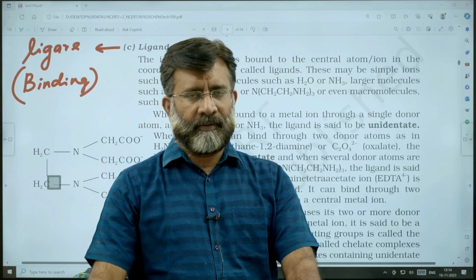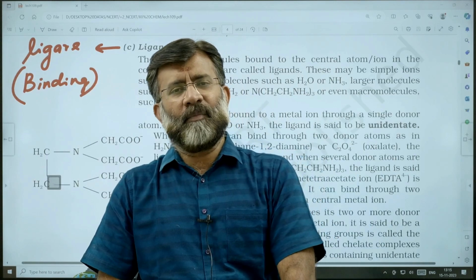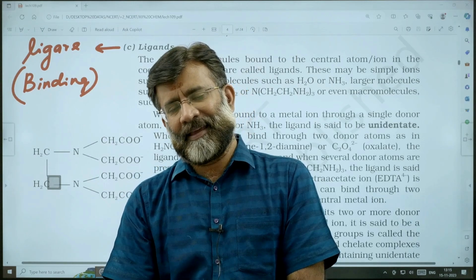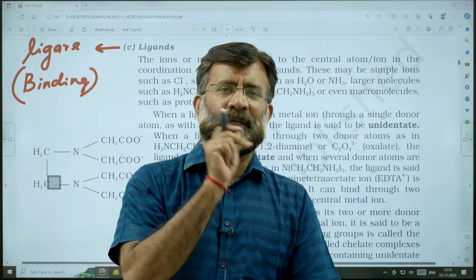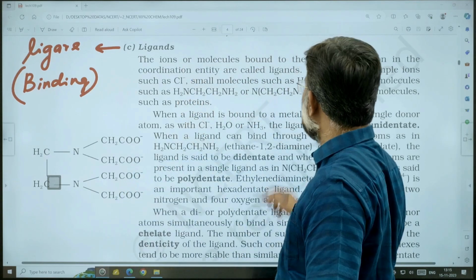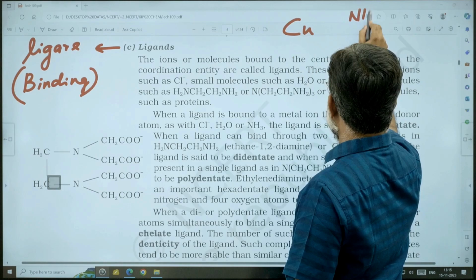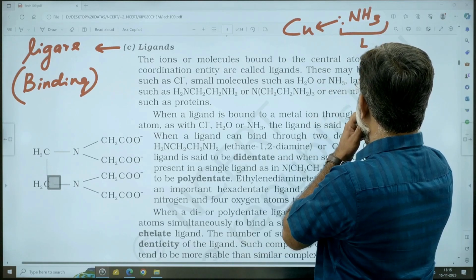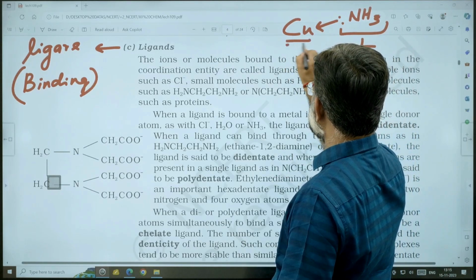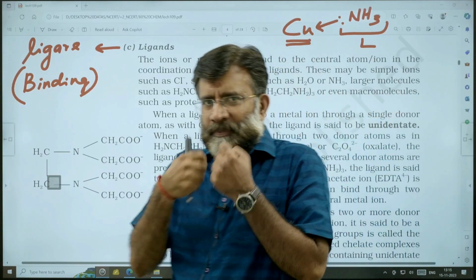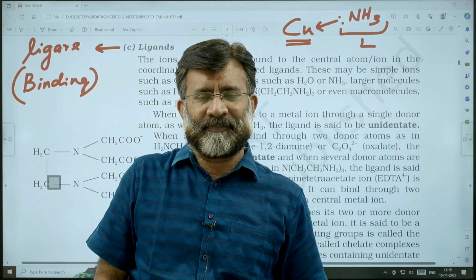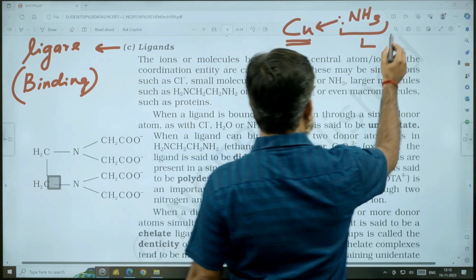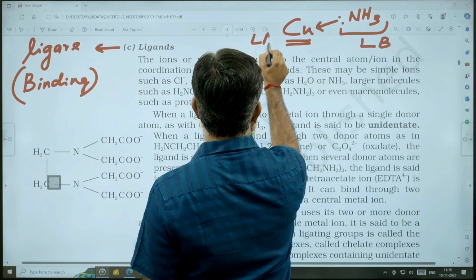Ligands, ligare, binding. An atom or group of atoms that bind to the central atom is called a ligand. For example, Cu-NH3, it is making a bond. This is acting as a ligand. This is a ligand, and this is the central atom. Central atom accepts a pair of electrons, acts as Lewis acid. Ligand donates a pair of electrons, acts as Lewis base. So this will act as Lewis base, this will act as Lewis acid.